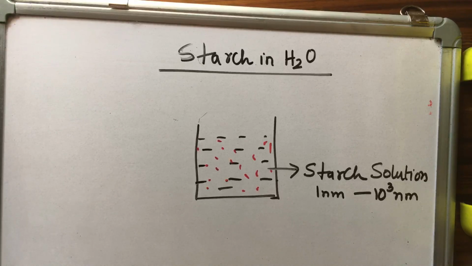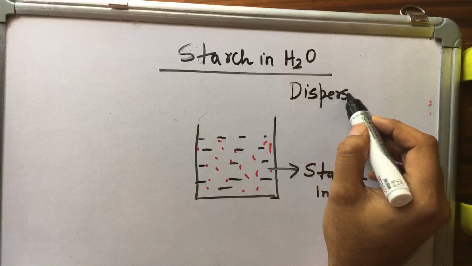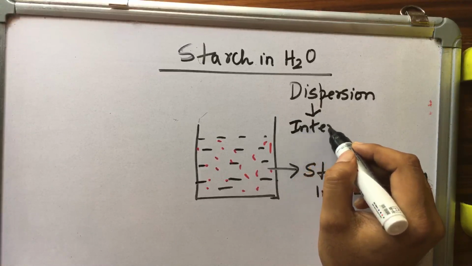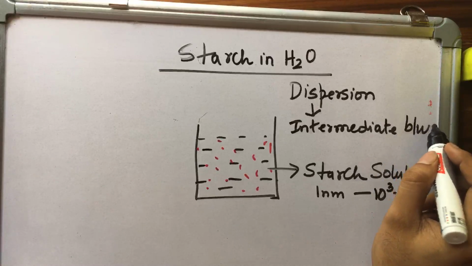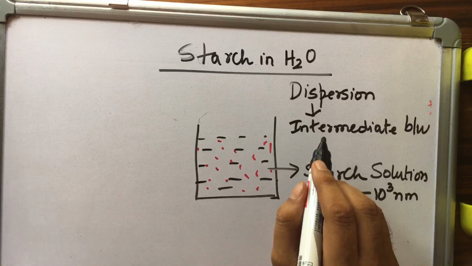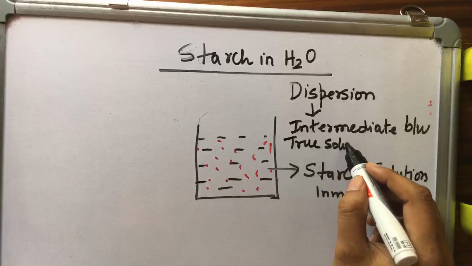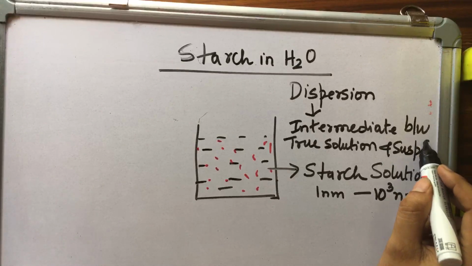Now you know that something should be called a dispersion medium. So dispersion represents an intermediate mixture between the true solution and suspension. When I use the word dispersion, what is the meaning of dispersion, students? It is an intermediate between true solution and suspension. That's nothing but colloid.